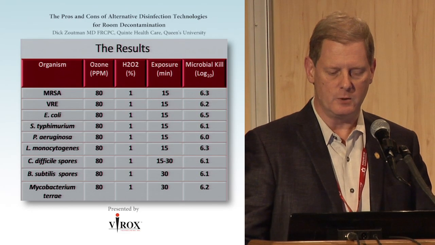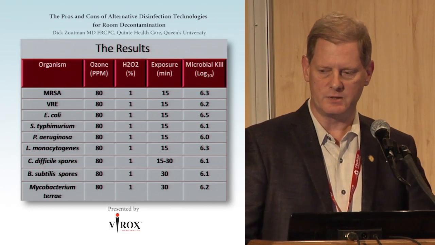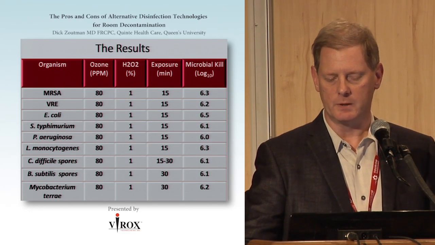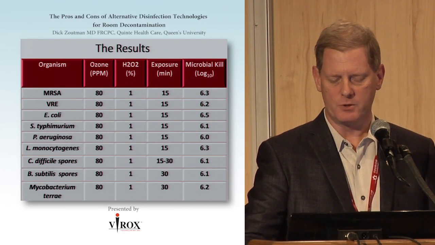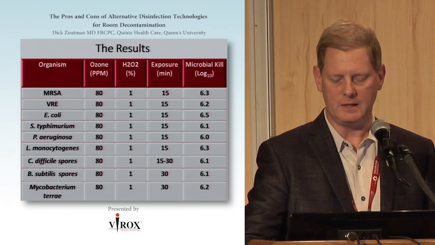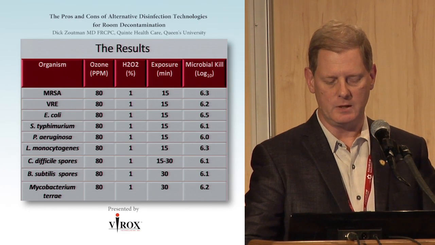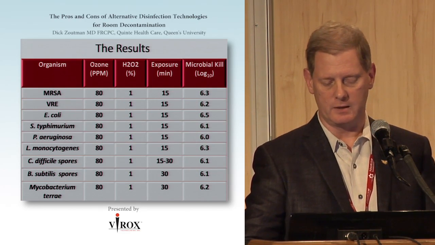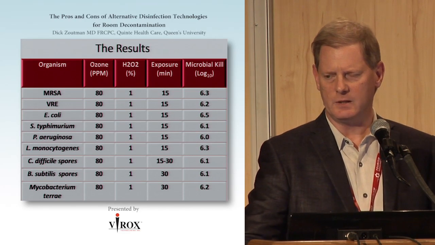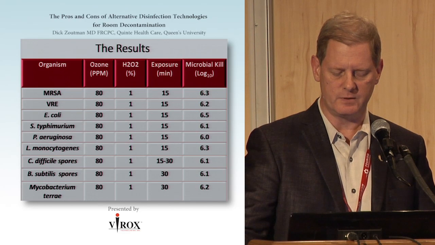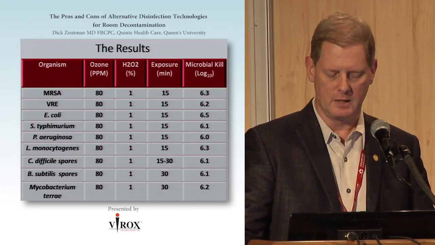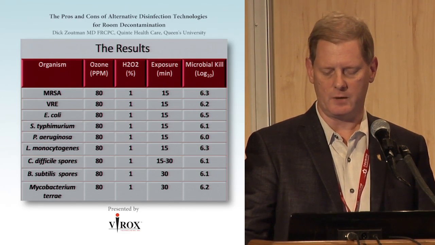You can see that the ozone level that seems to be optimal is 80 parts per million, the hydrogen peroxide at 1%, and the exposure times are quite brief, about 15 minutes for MRSA, VRE, E. coli, Pseudomonas, Salmonella, Listeria. Between 15 and 30 minutes is preferred for assured spore kill for C. difficile and Bacillus subtilis, and recently Mycobacterium terrae.